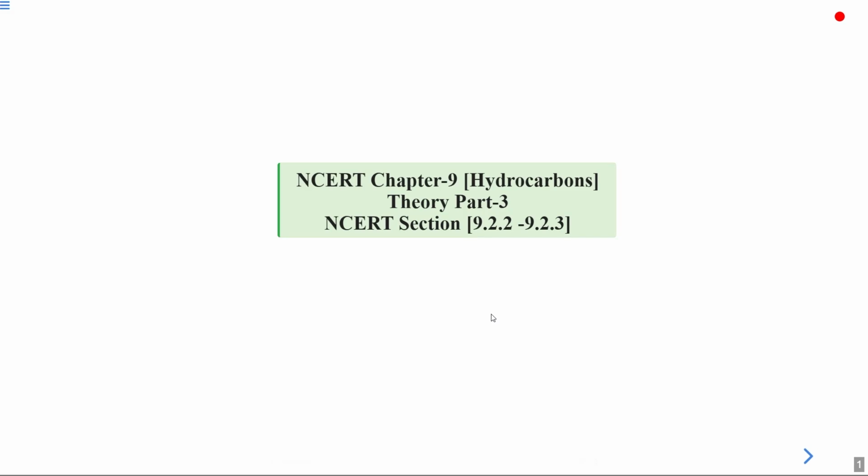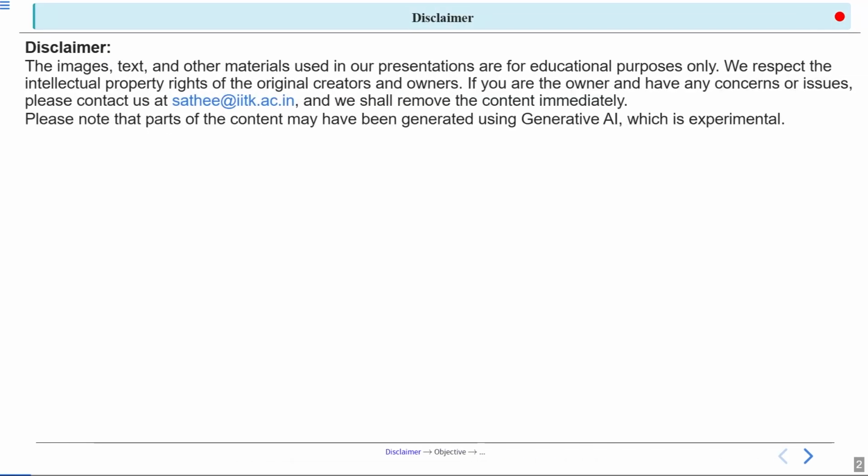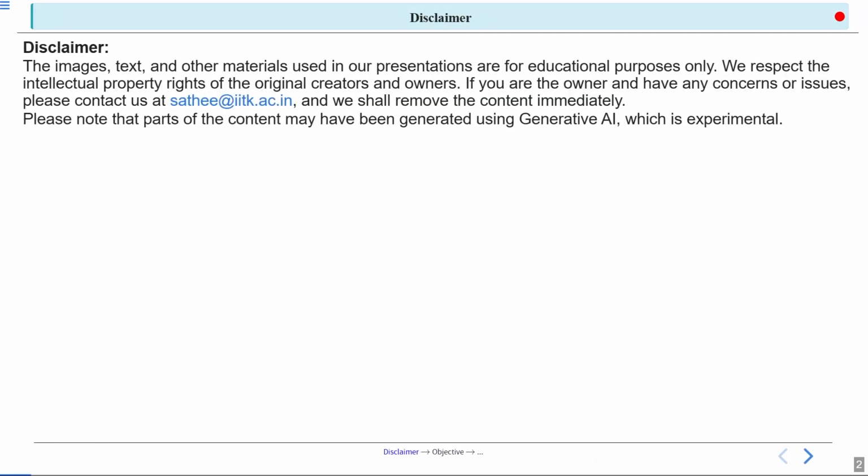Hello students. So today we will explore chapter 9 hydrocarbon, in which we will cover the theory part 3, where we are going to discuss the NCERT section 9.2.2 and 9.2.3. So this is our disclaimer.